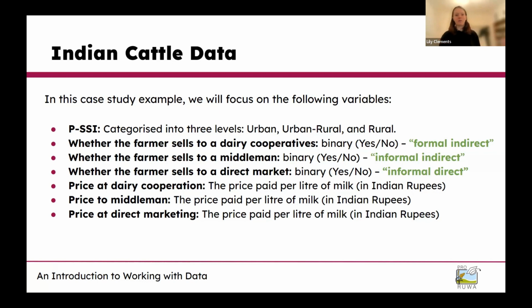And then for individuals who have sold to these places, we have the price paid per litre of milk in Indian rupees. So we have the price paid at the dairy cooperative, to the middleman, and to direct marketing. That's the price paid per litre of milk.